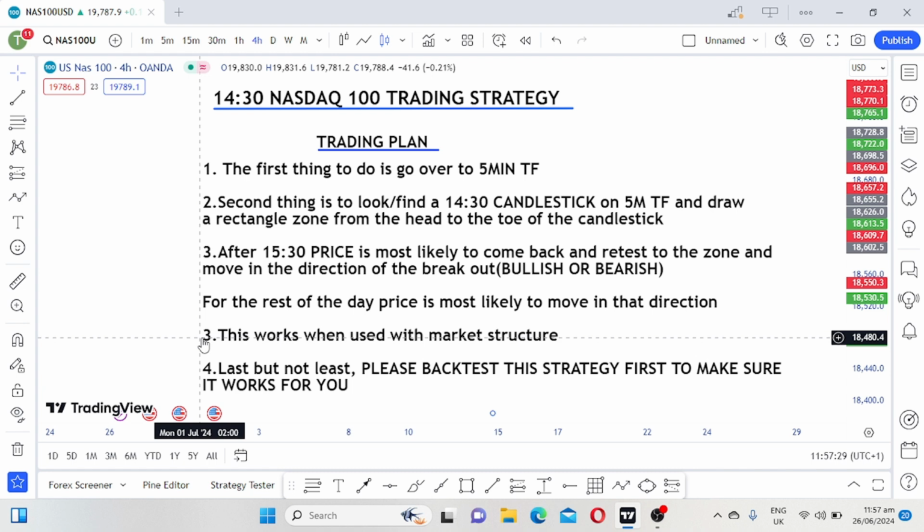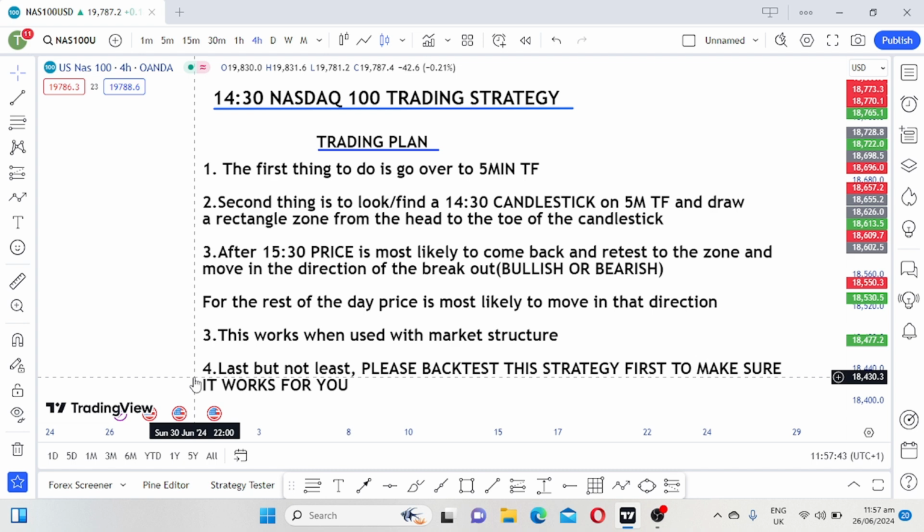Number 5, last but not least: please backtest this strategy first to make sure it works for you. Now, how are you going to find out whether this strategy works for you or not? It's when you backtest. Take at least 100 trades to find out whether this strategy works for you. And you have to get the percentage of how this strategy works. It can work 80, 60 or 50%. That result will come from you when you are backtesting the strategy.